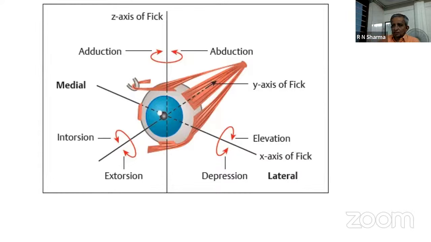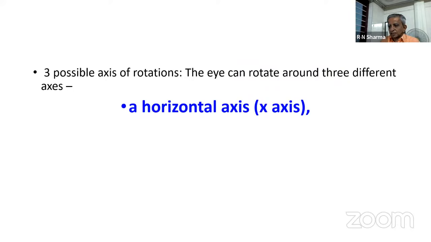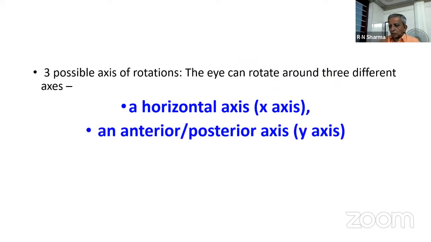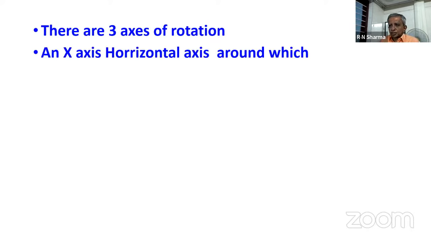Now you have the vertical axis, z-axis. It is like this. What can happen? Movement can be sideways. That is a horizontal movement. So around the z-axis, you will have adduction and abduction. So there are three axes, x, y, z. We'll see once more. Three possible axes of rotation: a horizontal axis, that is the x-axis, the anteroposterior axis, y-axis, and the vertical axis, z-axis. There are three axes of rotation.